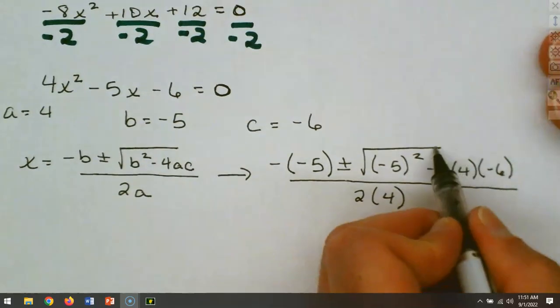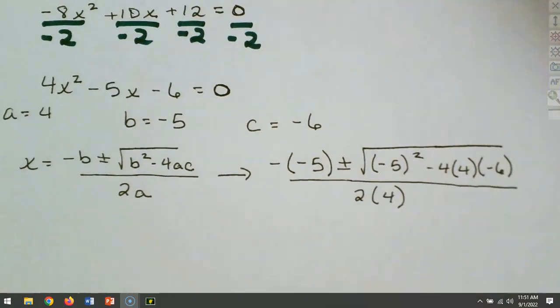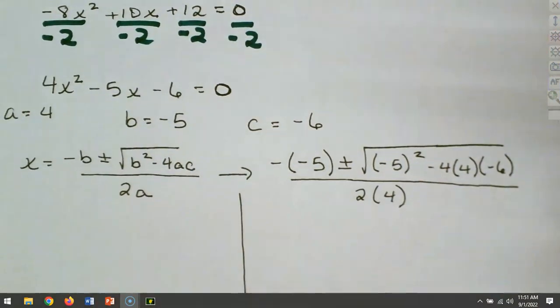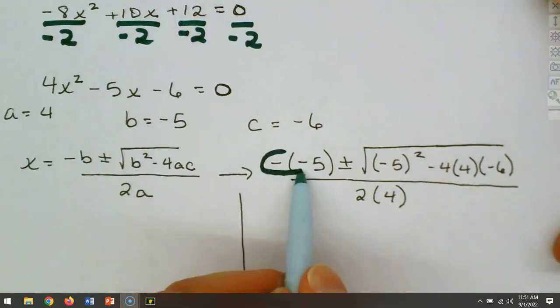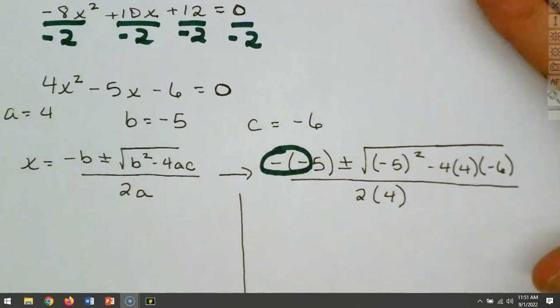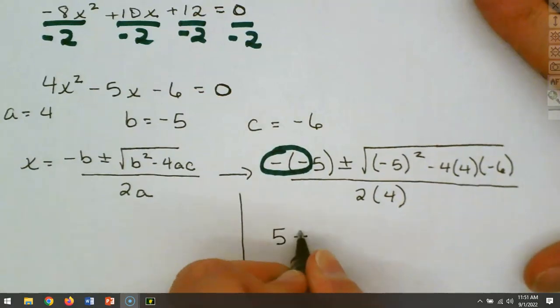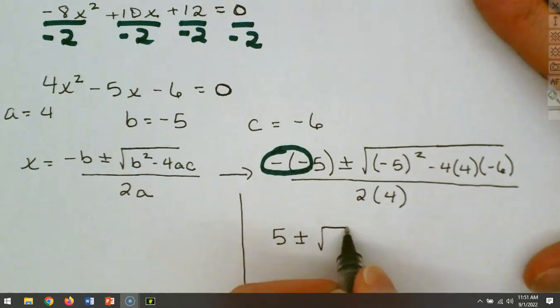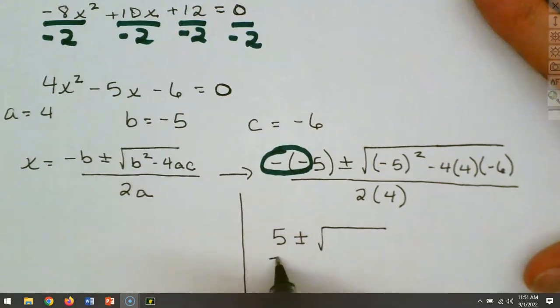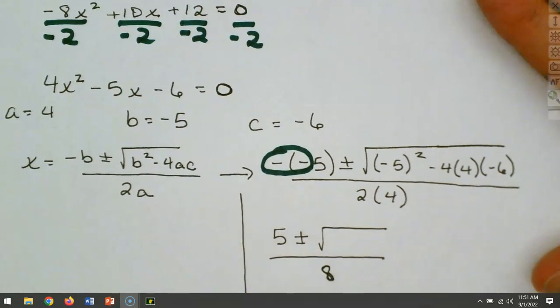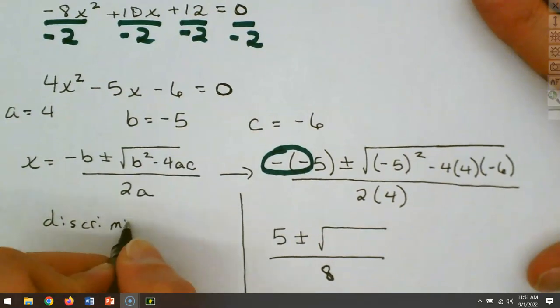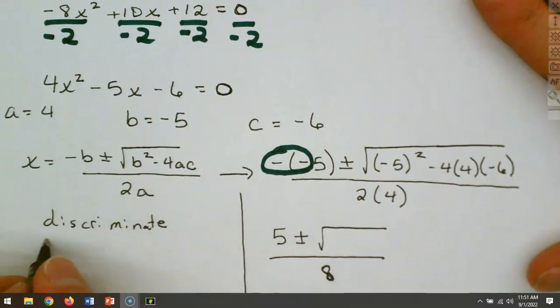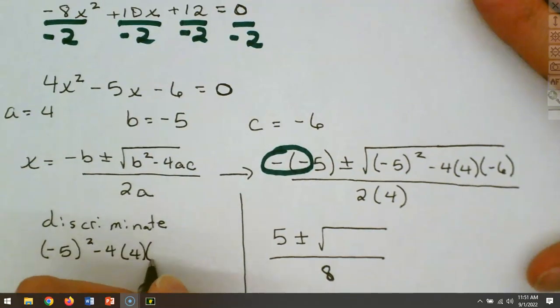Take your time. Now again, I like to break this up into smaller pieces. So the first thing I do is I'm just going to rewrite this. Double negative here makes that positive 5. And then we've got plus or minus. We've got our square root, which we'll do on the left. And the 2 times the 4, that makes that an 8. Now we work with our discriminant. That's minus 5 squared, minus 4, times 4, times a negative 6.